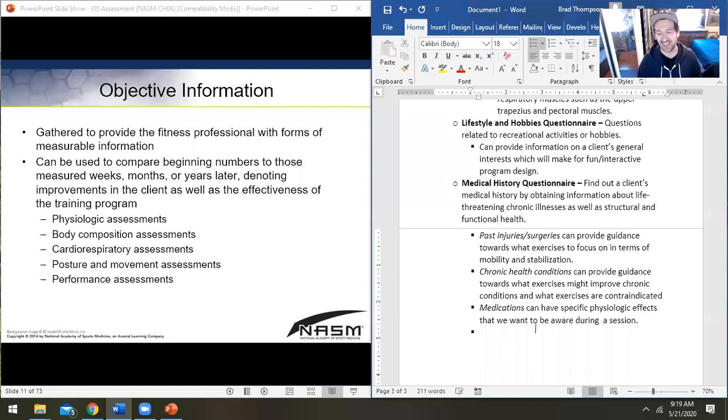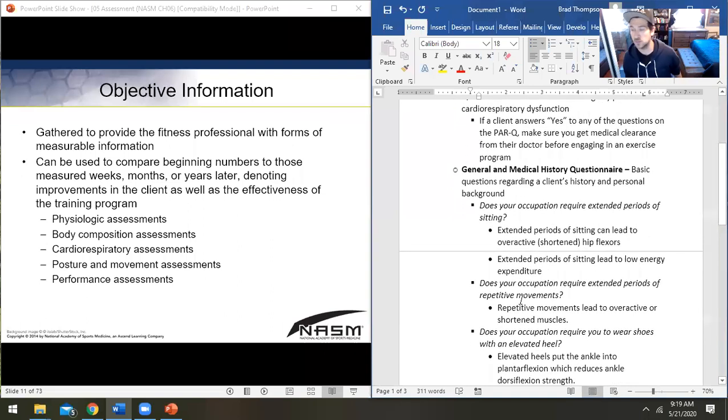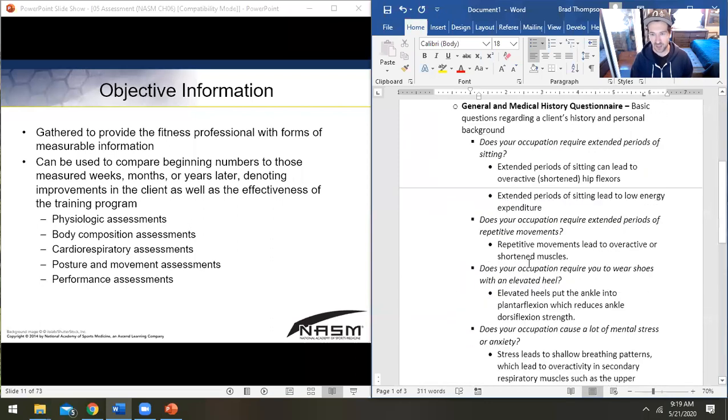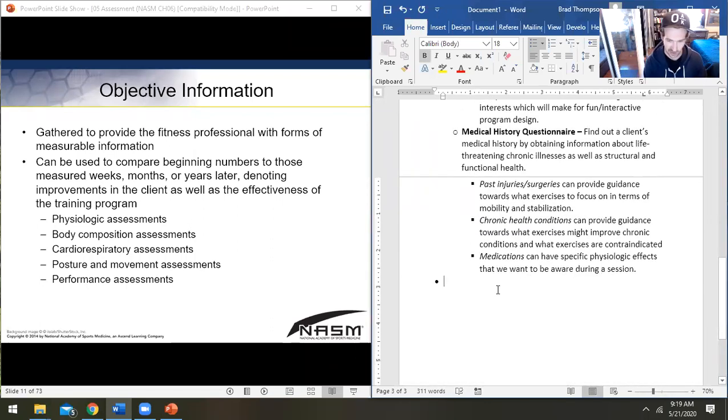All right, let's look at the objective stuff. Let's look at the measurable stuff. This is what we're going to spend really the rest of the course talking about. There's so much more objective information out there. So objective information, by definition, is information that can be measured, typically number based. What's really cool about objective information is you can use it to compare, and you can compare it against past assessments.